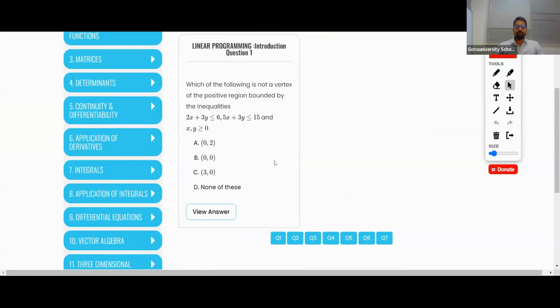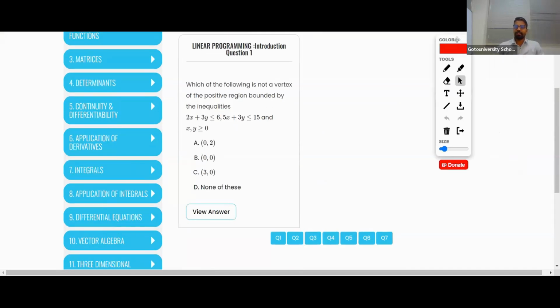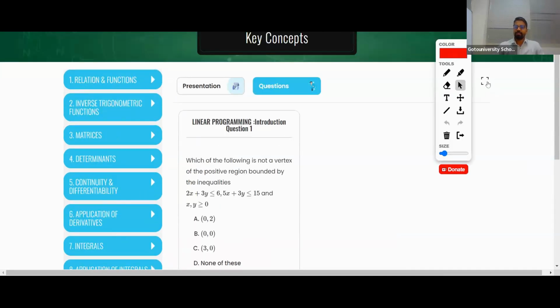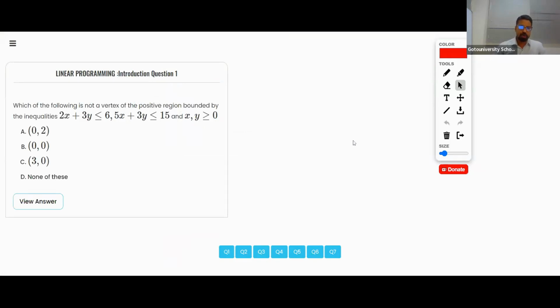Okay, let us solve some questions. I'll come back to the same example later. So let us solve some basic questions based on what we have learned here. The first question goes like this. Can you please read it and try to answer this? Which of the following is not a vertex of the positive region bounded by the given inequalities?